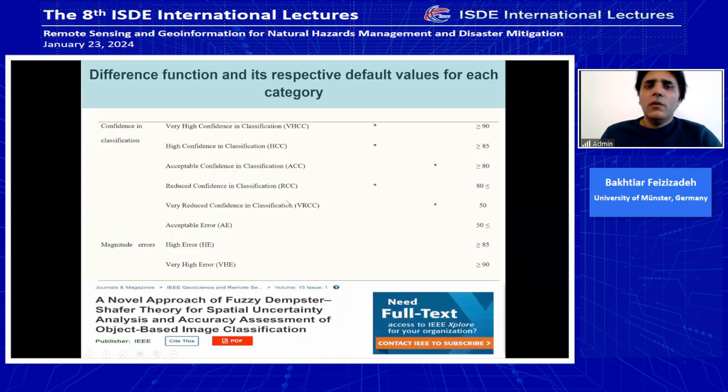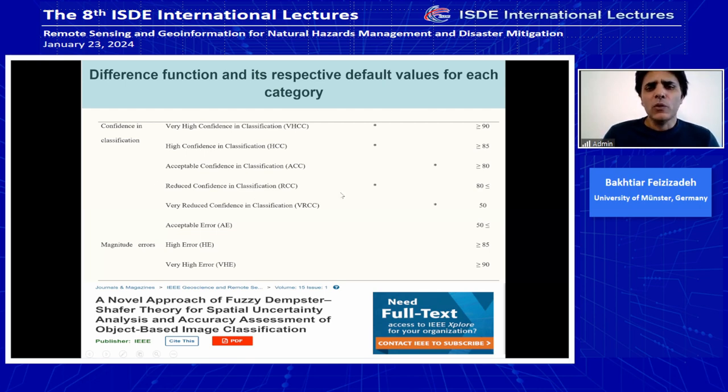Then we analyzed the variety of land use land cover changes, which were obvious in this area. It is also very obvious that we developed an effective approach for accuracy assessment, because object-based image analysis uses soft classification, so we were supposed to have very effective accuracy assessment methods for it as well. So we developed a novel approach called fuzzy density effectivity and spatial uncertainty analysis, which allows us to measure the accuracy of classification from very high error to very high confidence in classification with different rule sets. That's our own approach we have developed in this study.